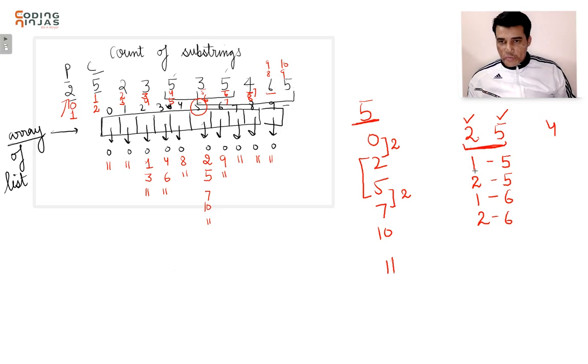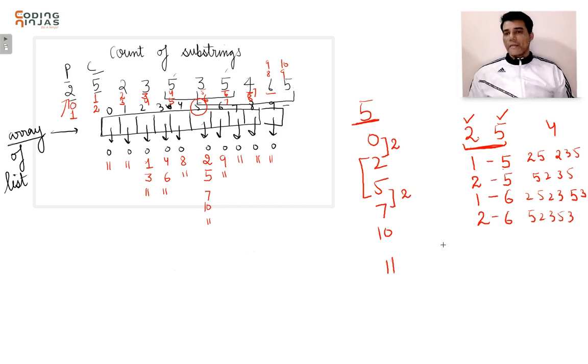The substring corresponding to positions 1 to 5 is 2, 5, 2, 3, 5. The one corresponding to 2 to 5 is 5, 2, 3, 5. Corresponding to 1 to 6 is 2, 5, 2, 3, 5, and there would be 3 at the end. Corresponding to 2 to 6 would be 5, 2, 3, 5, 3. So that's how I have taken these things. I have excluded this 0 and this 7, and I have taken all the other values. I have taken 1 and 2 from here, and 5 and 6 from here, and created these 4 substrings. Now let's take the next pair.